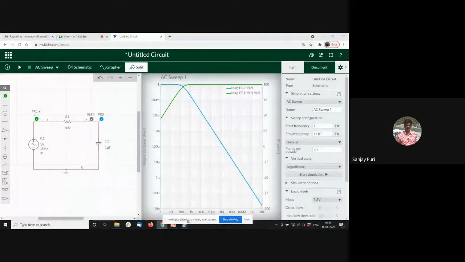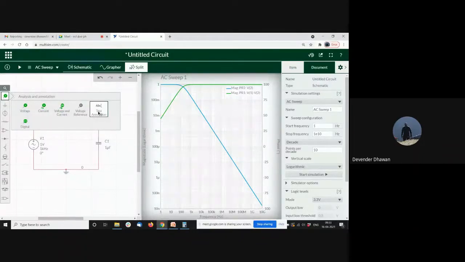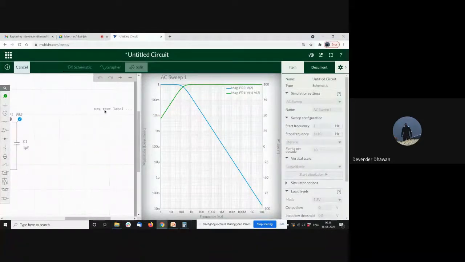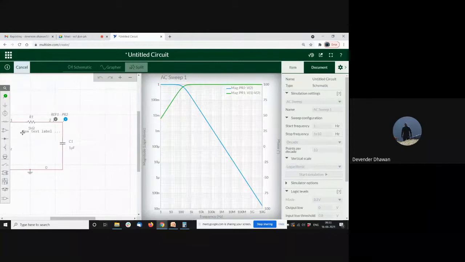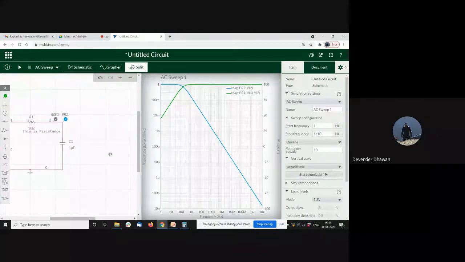Yes, sir. Okay, so let me show you that part. You see this part under probes, analysis and annotation. You just place this wherever you want, like here. I can just write, this is resistance, and it will keep.